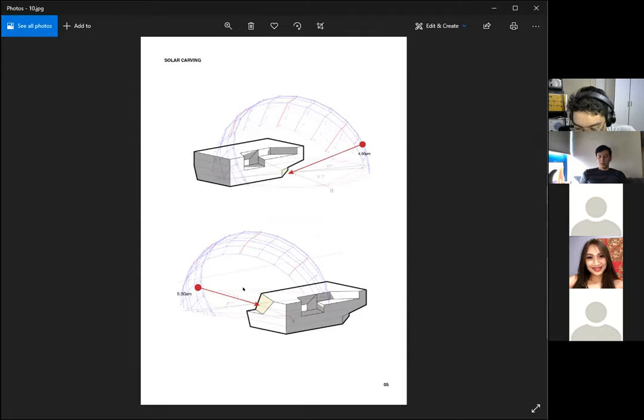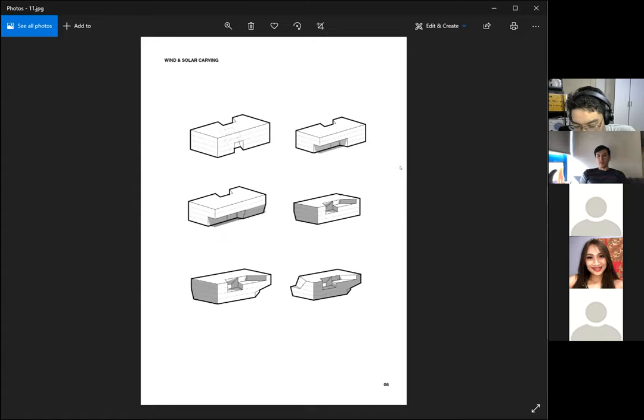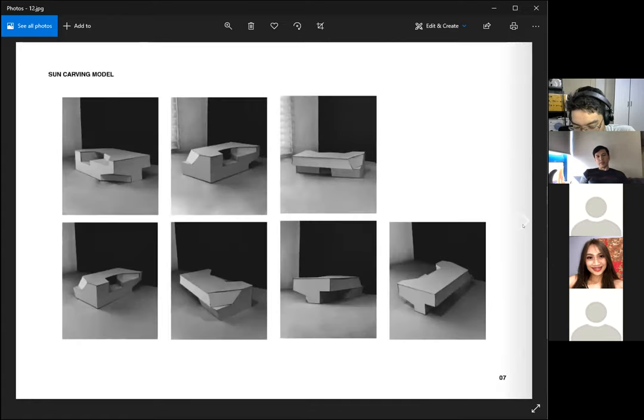Then same goes for the other side, doon naman sa sunrise na side. So ayun, in-open up ko yung taas ng building since yun yung part na hindi na siya nahaharangan nung katabi niyang building. Okay, so this is the summary nung wind and solar carving ko. Then ito yung kinalabasan ng model.